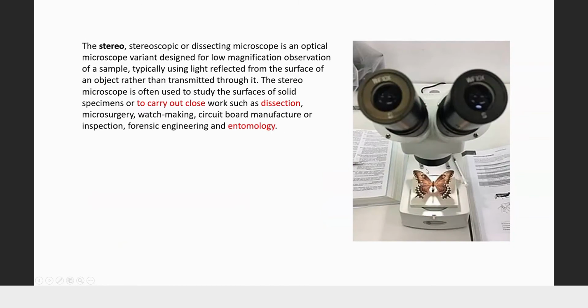Okay, another microscope, maybe you have used this in your pathology class. This stereo microscope is used for dissecting things. The stereo microscope is often used on solid specimens to carry out close work, such as dissection, or in forensic engineering and entomology, the study of insects.